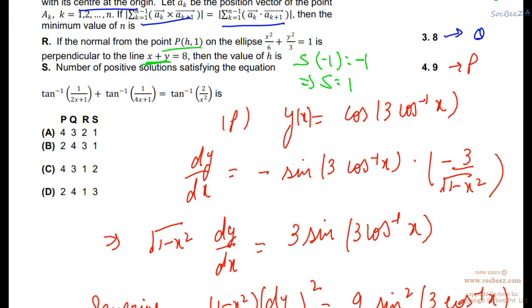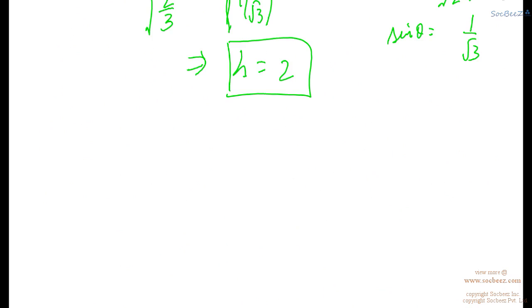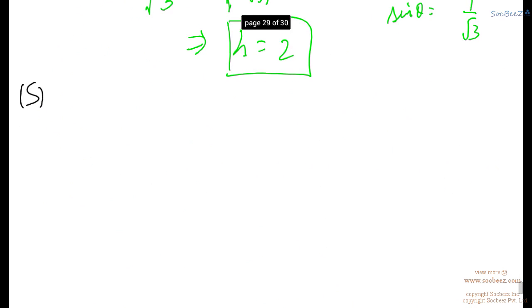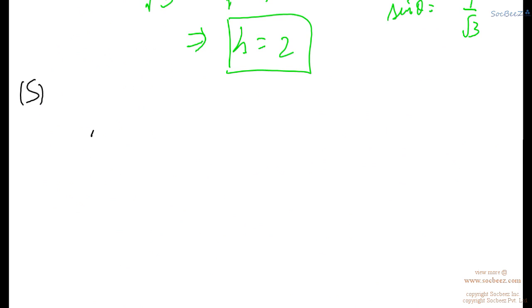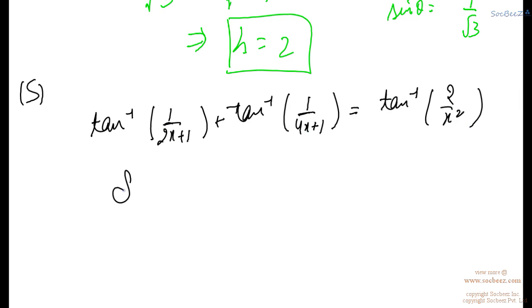Now the number of positive solutions satisfying the equation tan inverse 1 upon 2x plus 1 plus tan inverse 1 upon 4x plus 1 equals tan inverse 2 upon x square is. So in case of S, it is given that tan inverse 1 upon 2x plus 1 plus tan inverse 1 upon 4x plus 1 equals tan inverse 2 upon x square.